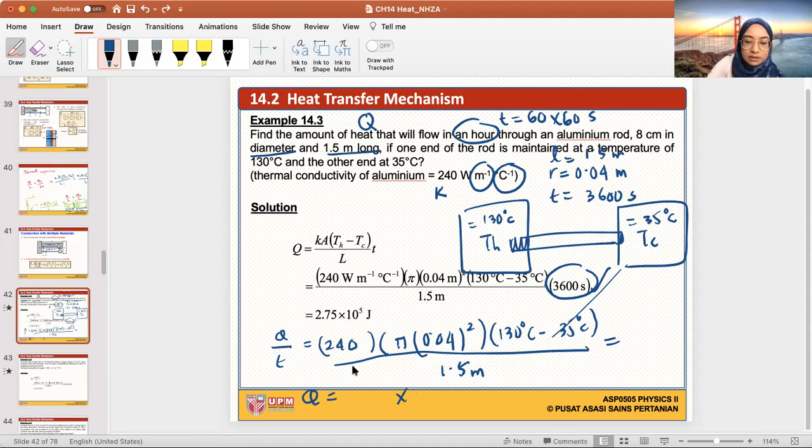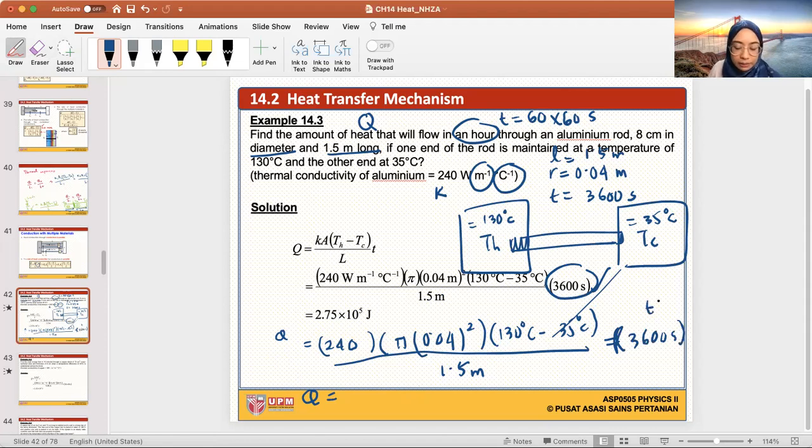Okay, I hope that's clear. Whatever that value is, it says here 2.75. I'm too lazy to use the calculator, but this gets carried over to the other side. So this is 3,600 seconds. This is your time.